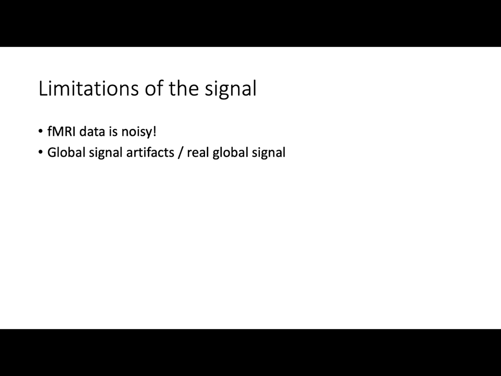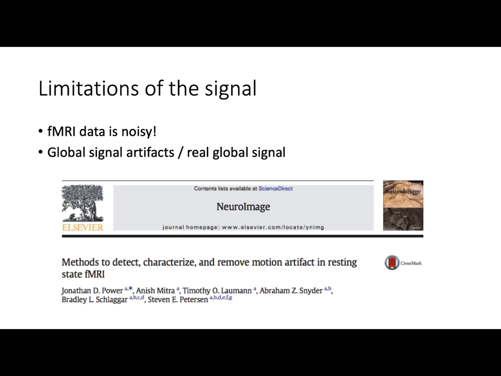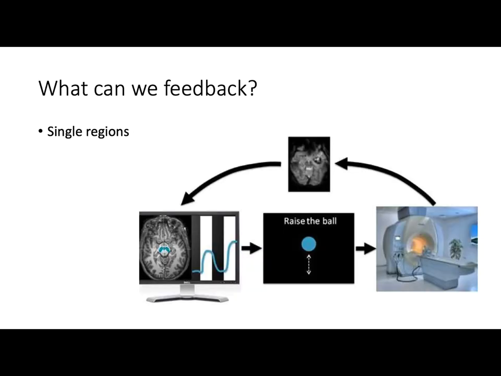The other main limitation is that fMRI data is noisy, and we're limited in the amount of preprocessing we can do in real time. There is global signal in the data. Some of it is real global signal, and there's lots of papers about real global signal in fMRI. Some of it is noise. So motion causes global noise across the brain, right? Okay, so these were the main limitations that we have.